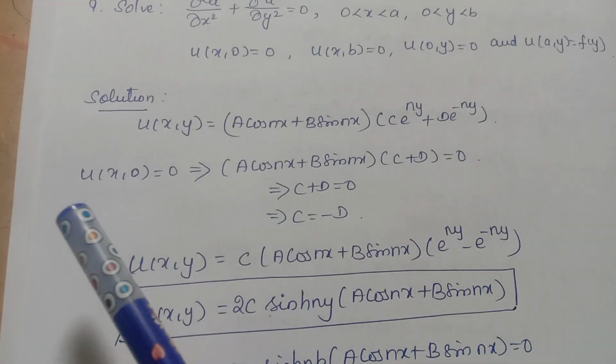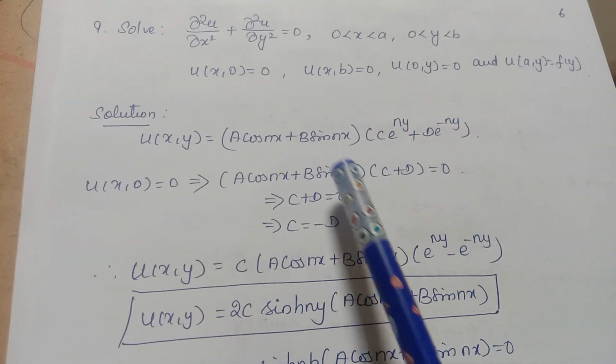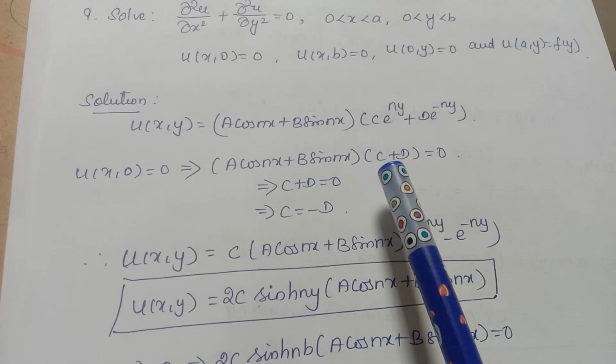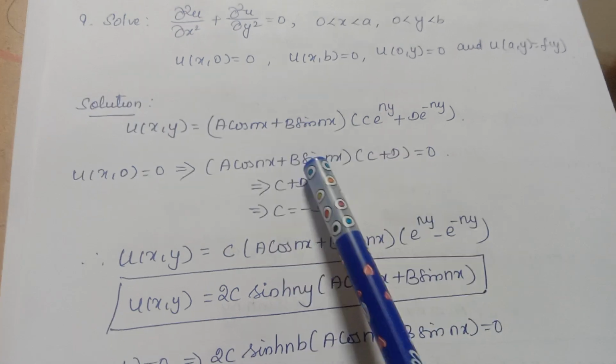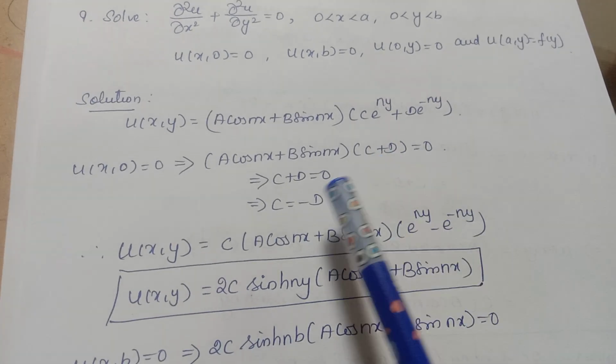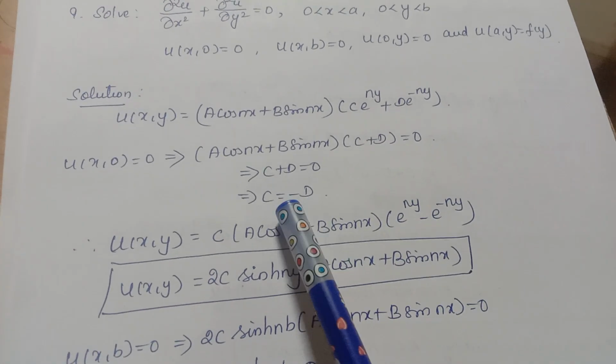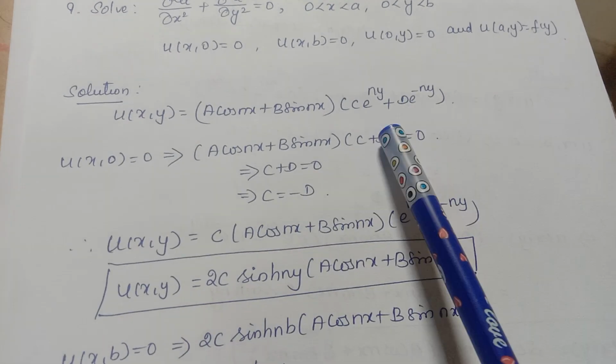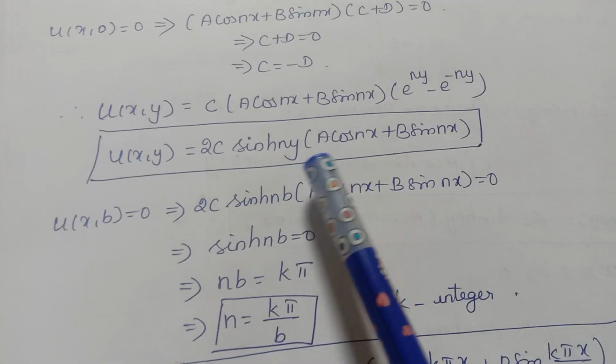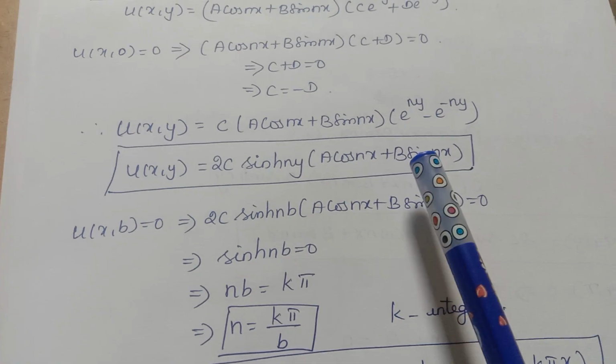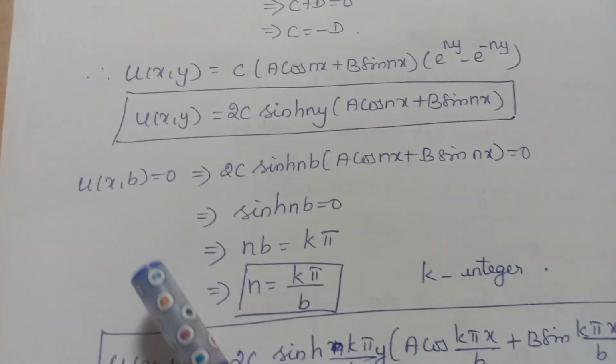Okay, u of x comma 0 equal to 0 implies (a cos nx plus b sin nx) into (c plus d) equal to 0. This cannot be 0, therefore c plus d equal to 0, which implies c equal to minus d. So proceed as before in the previous problem. You get it as 2c sinh ny into (a cos nx plus b sin nx). Next one, u of x comma b equal to 0.